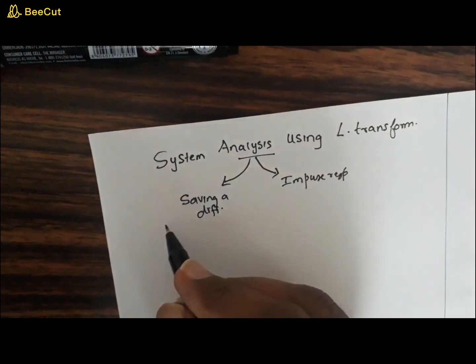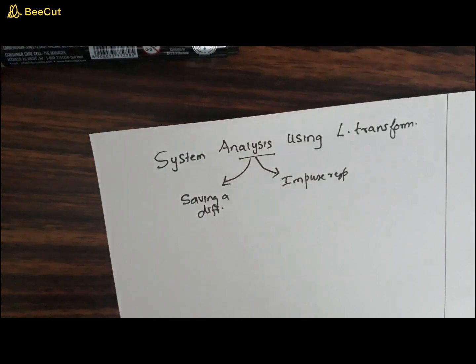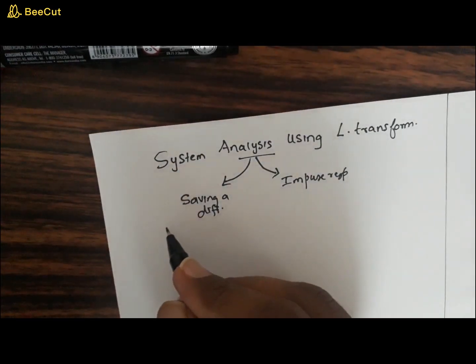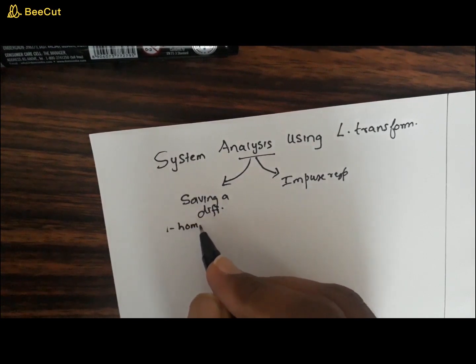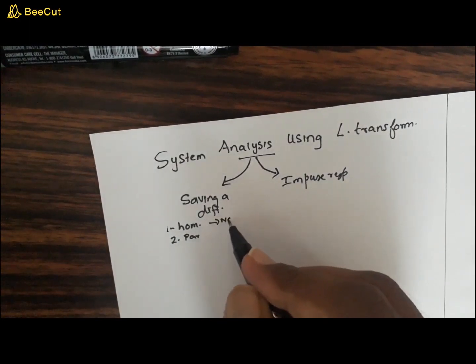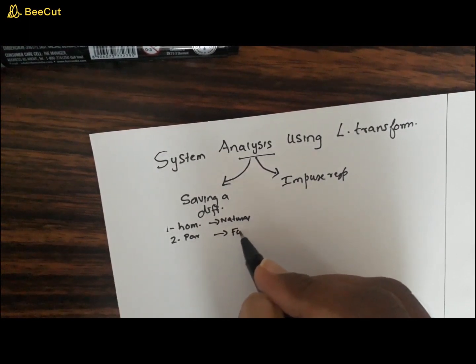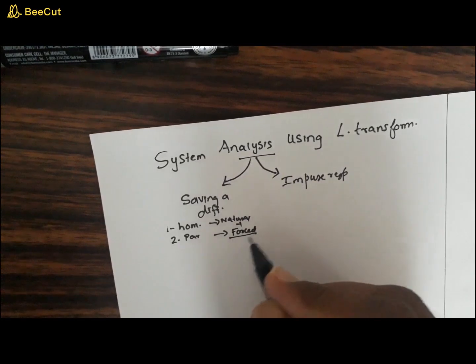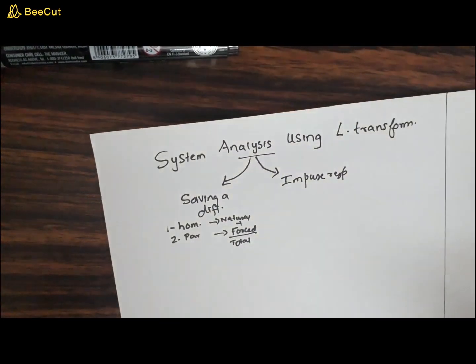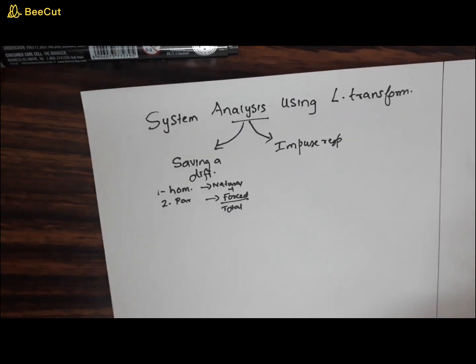In solving a differential equation, we solve it classically. That is, you first find the homogeneous solution, second the particular solution. From this you find the natural response, in combination with the particular solution you find the forced response, and when you add these together you get the total response. As you have seen, it is a time consuming operation. In solving a differential equation it takes a lot of time, and it is a bit tedious as well.